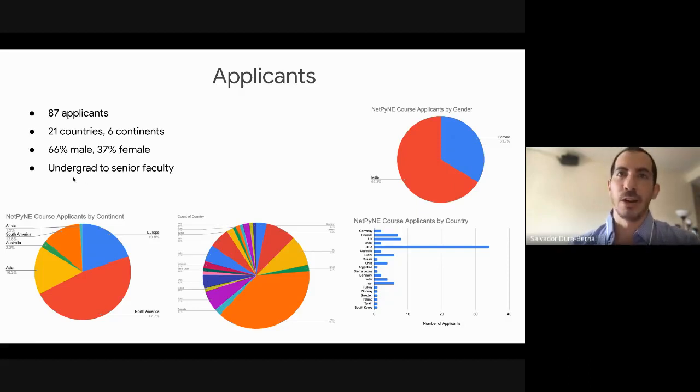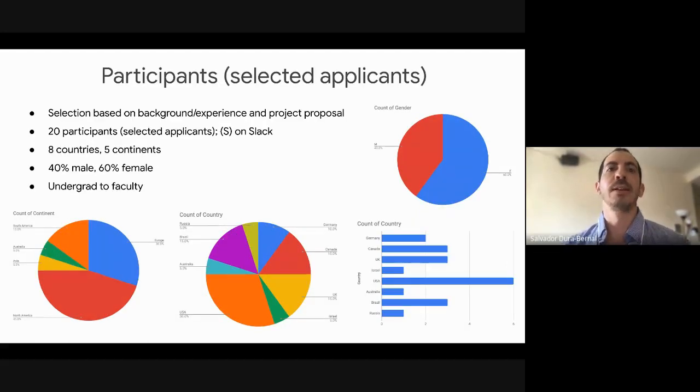We also had a very large range of professional status, from undergrad students to quite senior faculty. So we decided to keep only 20 applicants, as stated on the website, because we wanted to provide focused and personalized attention as much as possible. And so we based the selection exclusively on the form that you provided, so on the background experience that you had in neuroscience, on your Python programming experience, and on the proposal of your project.